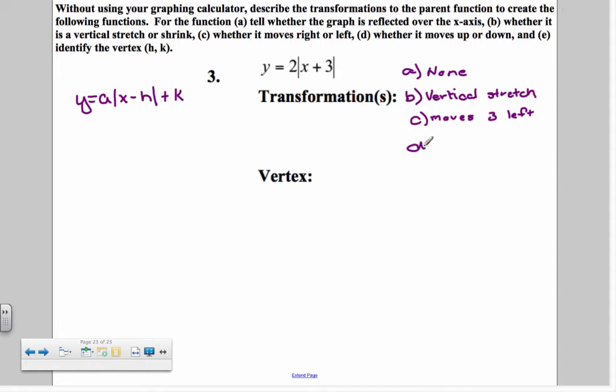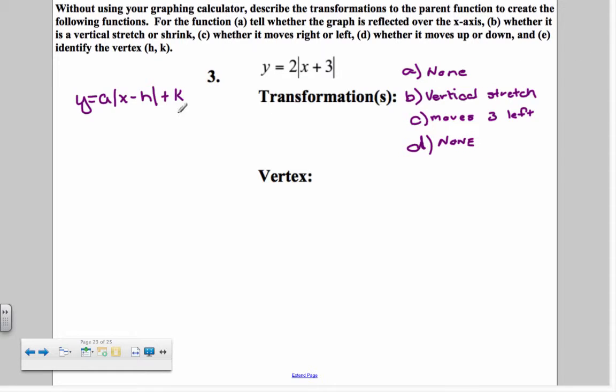Part D asks me whether I'm moving up or down. So for part D, I need to look at my k. Well, there is no plus anything outside the absolute value, so I can assume that my k is 0. So really I'm not moving up or down, so I would say there's no movement.